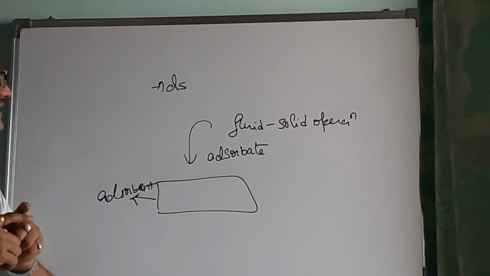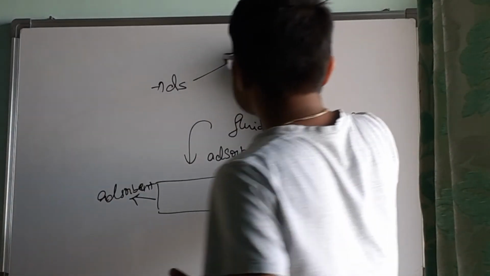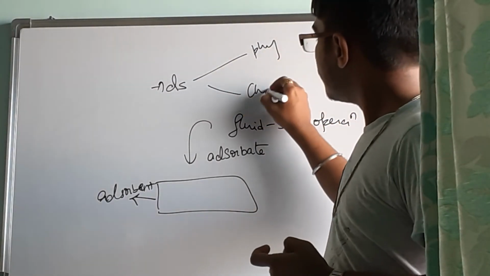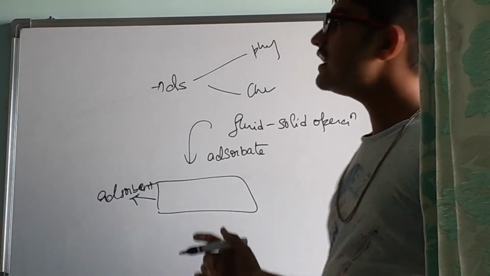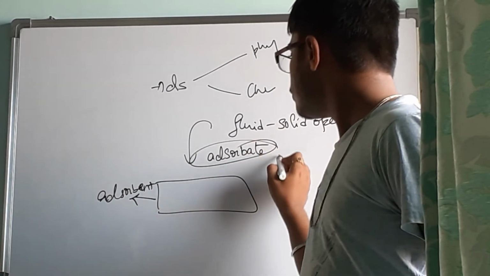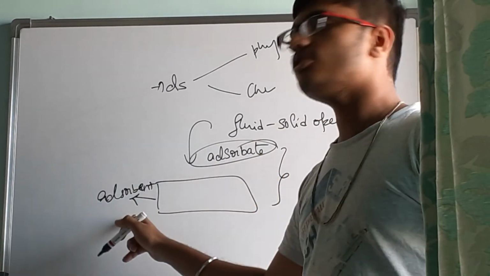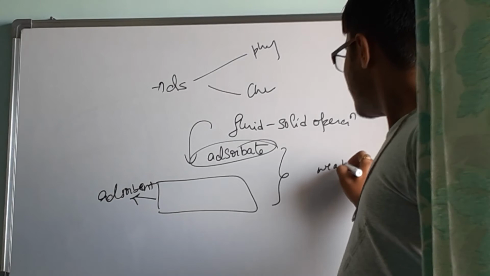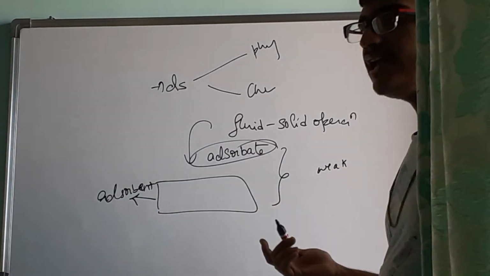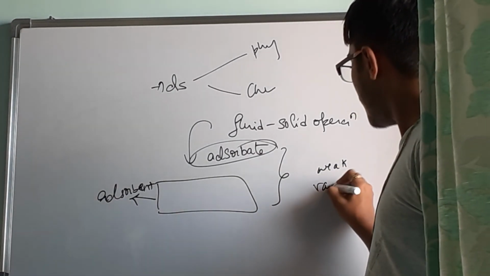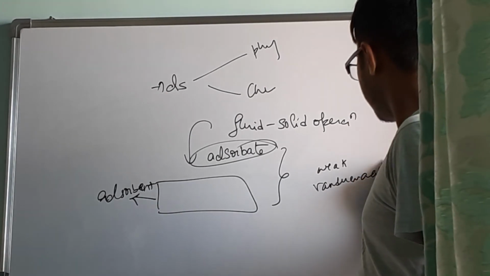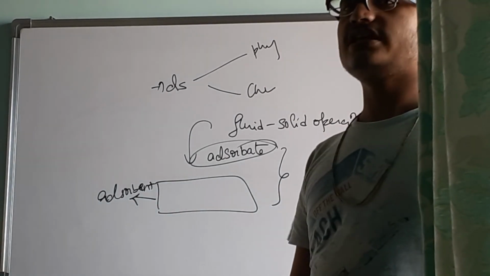Okay, and basically adsorption is classified as physical adsorption and chemical adsorption. Physical adsorption is where the force of attraction between the adsorbate and adsorbent is weak. Generally they are known as physical forces, which are also known as van der Waals forces of attraction.